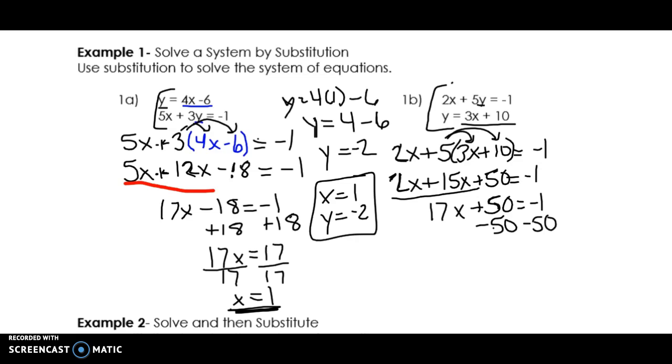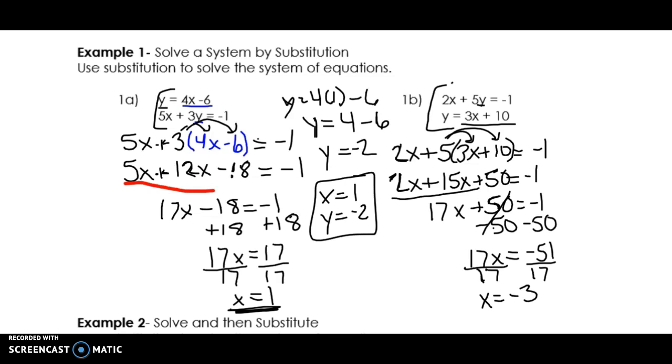On the left-hand side then, since this 50 minus 50 cancels, I have 17x equals -51. So now my next step is I want to get x by itself. So I'm going to divide both sides by 17. And that tells me that x, if you plug that into your calculator, you'd find that x equals -3. So my x value is -3.